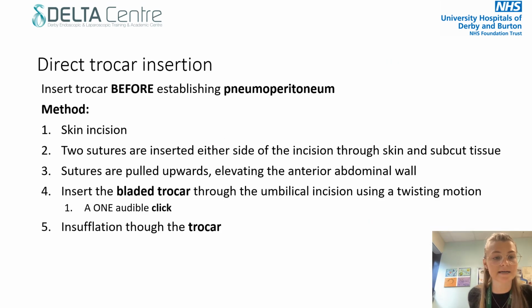So the next technique to discuss is the direct trocar insertion. This is much less commonly used, but it is the quickest method and reduces the number of blind steps that need to occur by inserting the trocar before creating a pneumoperitoneum. So skin and subcutaneous tissue is sutured on either side of a small incision made at the base of the umbilicus. These are pulled up, which elevates the anterior abdominal wall. A bladed trocar is then inserted, and a single audible puncture sound signifies it has breached the peritoneum. After that point, insufflation then occurs through the trocar.